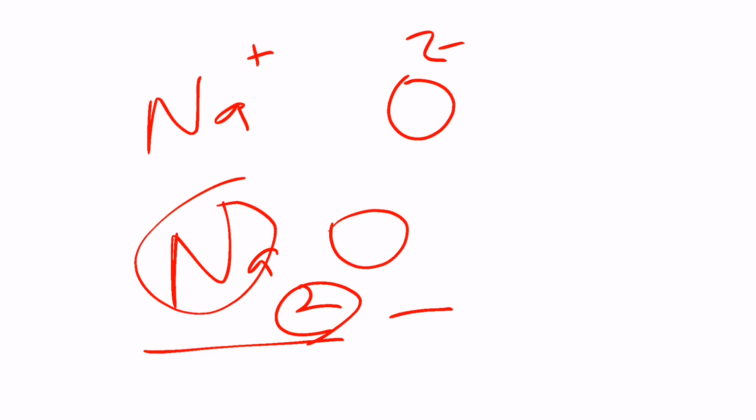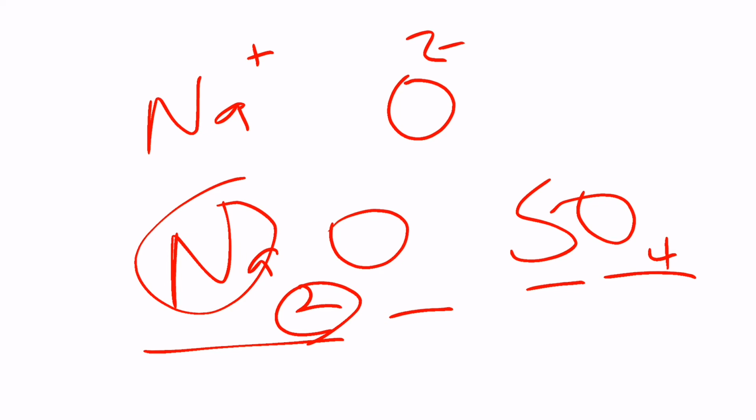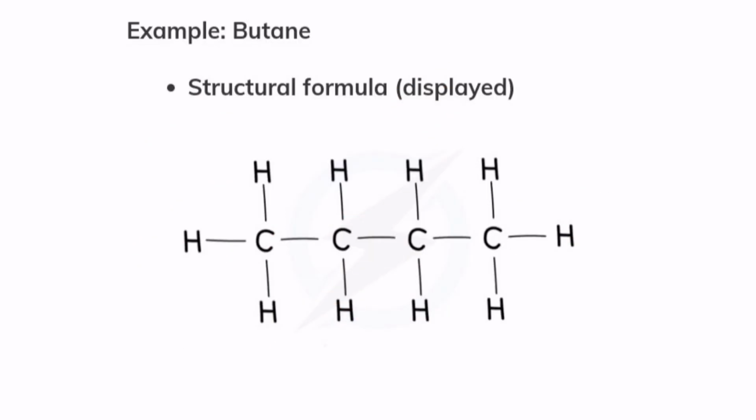So it tells us that we have one atom of oxygen. All right, if we have a sulfate like this one, this tells us that we have one atom of sulfur, and then we have 4 atoms of oxygen. Okay, so those small numbers tell us the number of atoms. So let's look at another example.